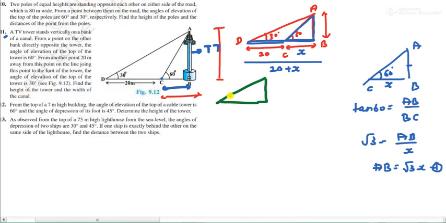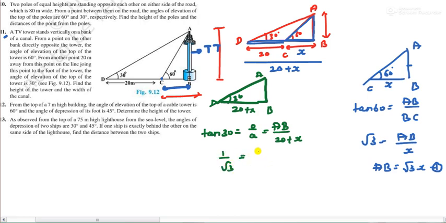See, this is 30 and this is 20 plus x, and this is again AB, right? A, B, D. So here, since it is tan 30, the value will be different. Opposite by adjacent, AB by A is 20 plus x. What will be tan 30? Yes, it is 1 by √3. You should know these values. 1 by √3 is equal to AB by 20 plus x.